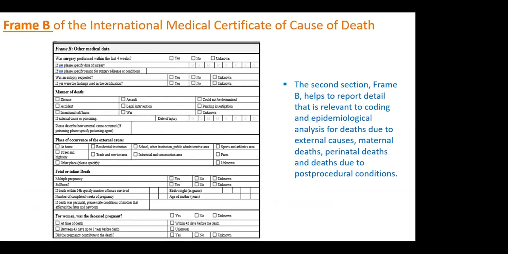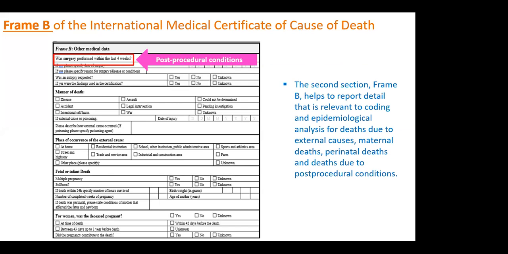Now the frame B of the international form is actually the part where you can provide more detail. And the details are often relevant to report, to do coding and also do epidemiological analysis of data for deaths due to external causes, maternal deaths, perinatal deaths, and deaths due to post-procedural conditions. So we will share these slides with you. Please try to familiarize yourself with information on this cause of death certificate.